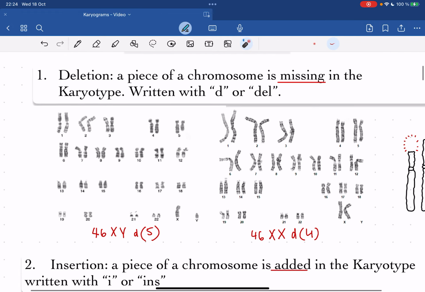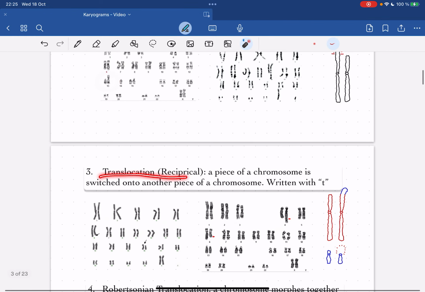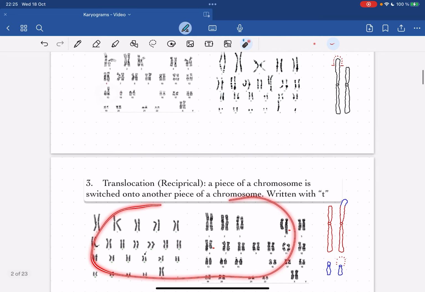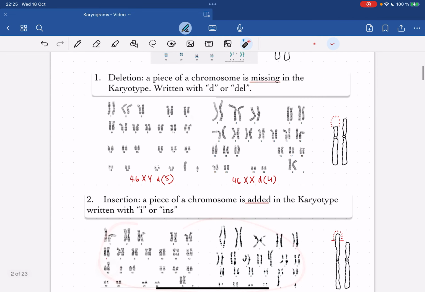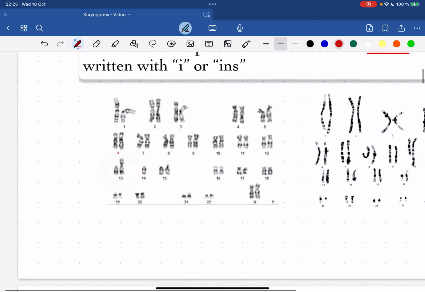Oh yeah, for deletion and for insertion, as well as translocation reciprocal, we'll get to that, but they will always have 46 chromosomes in every karyotype. Always, always, always. But we will get to that and you will understand why soon.